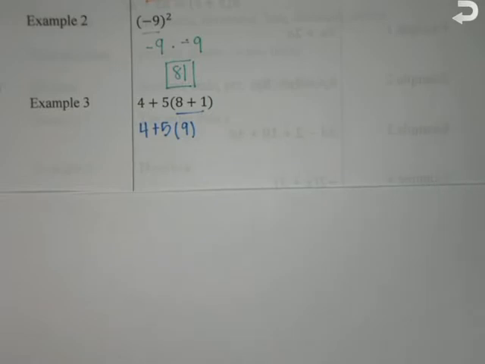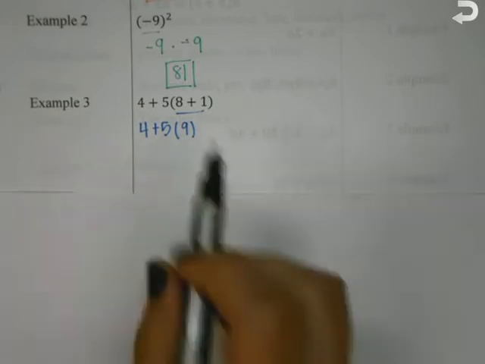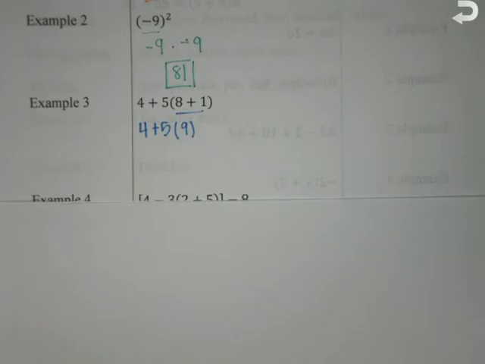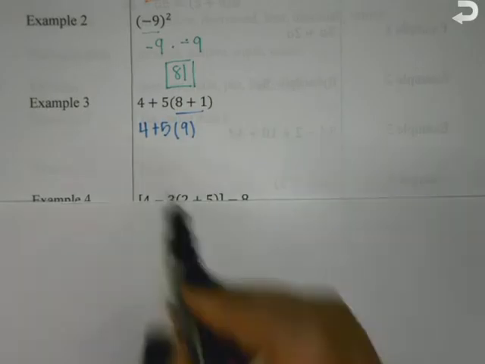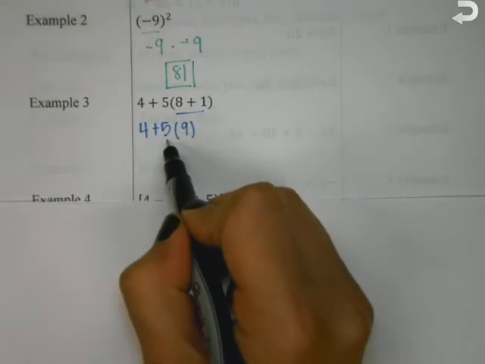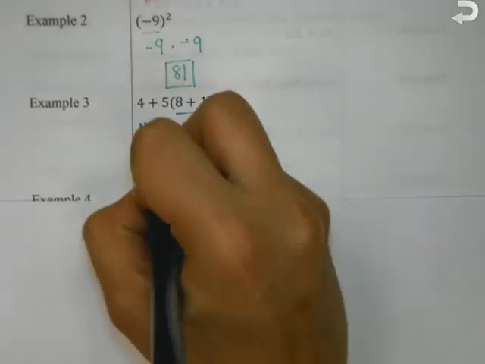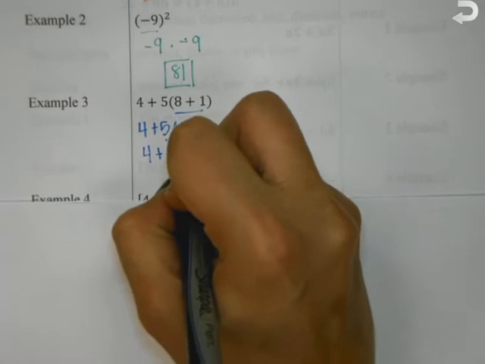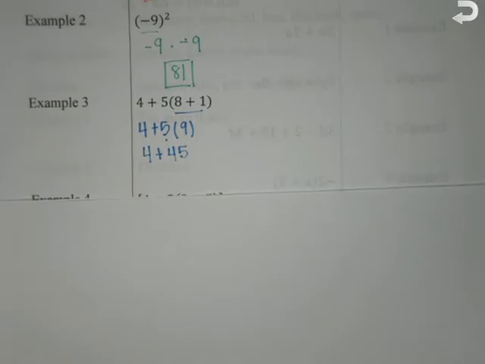Very good. We multiplied 5 and 9. Is this 5 positive or negative? It's positive because there's a plus attached to it. Okay, so this is 4 plus 5 times 9 is 45. Okay, and so then what do I do after that, everybody? We add 4 plus 45, which gives me 49.